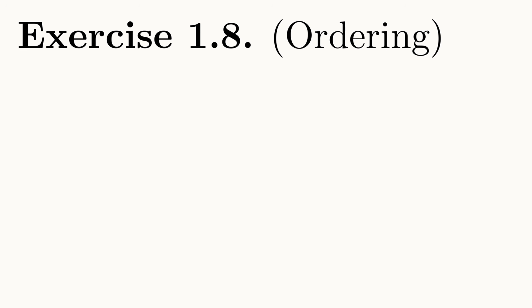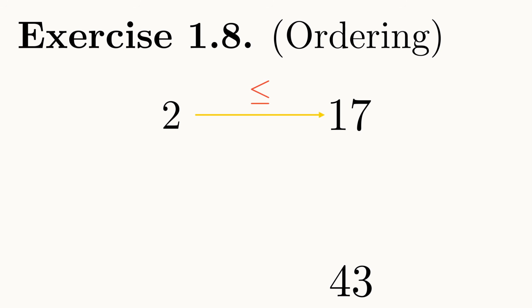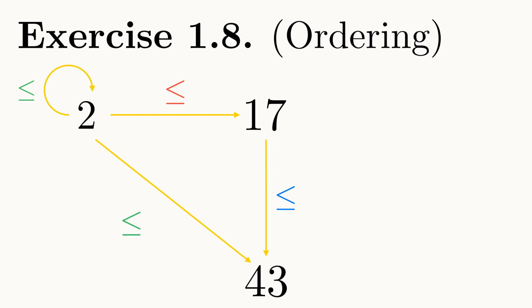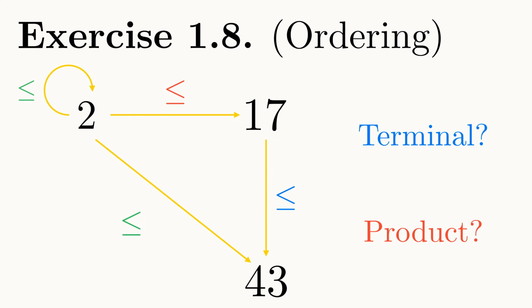As a quick reminder, our objects are integers, and there is a single arrow from one integer to another if and only if the first integer is less than or equal to the second. First, verify that this is indeed a category, and then think about whether there are any terminal objects in this category. What would the product of two objects be, and can you prove it?